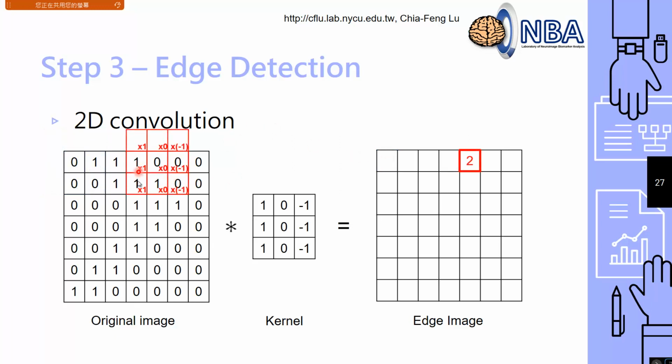Now you can see 2, 1 right here. So I get 2. I do the summation, I get 2. And here, simply 0. Even though there is 1 right here, the kernel's central column is 0. So I only get 2 right here. Okay, so let's jump to this one.